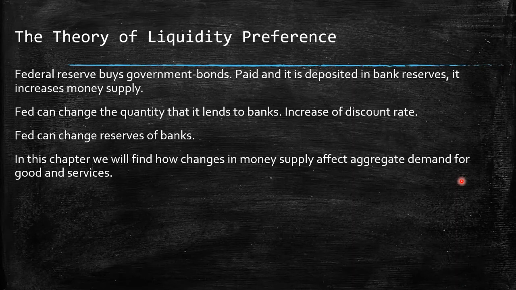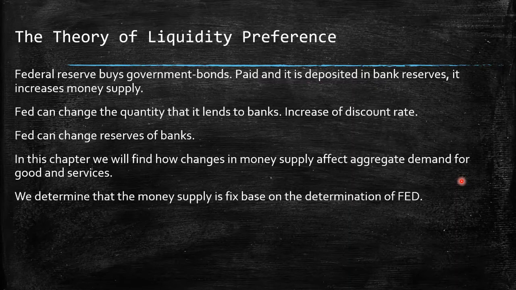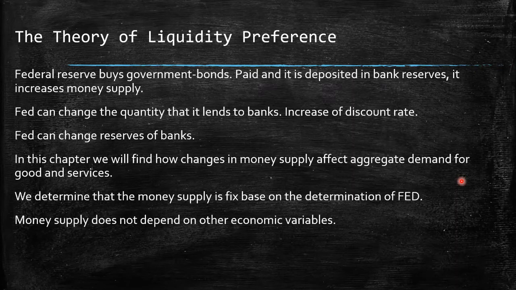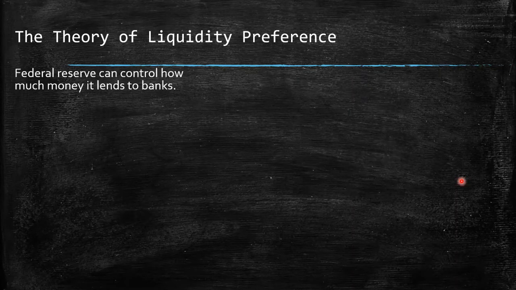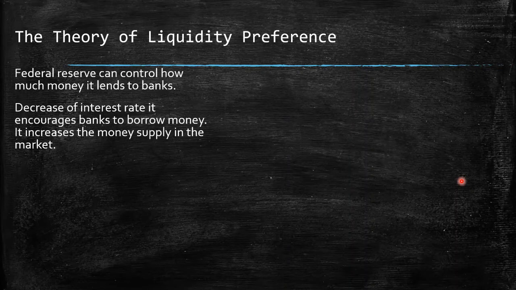In this chapter, we will find how changes in money supply affect aggregate demand for goods and services. We determine that money supply is fixed based on the determination of the Federal Reserve, and for this reason, the money supply does not depend on other economic variables. The Federal Reserve can control how much money it lends to banks. So a decrease of the interest rate encourages banks to borrow money and increases the money supply in the market. And it can also be changed with reserve requirements.